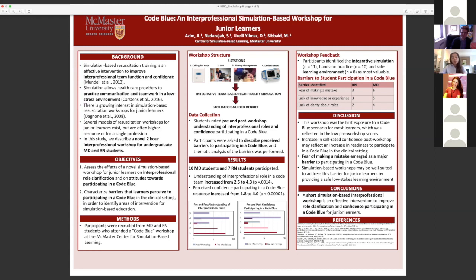So we recruited participants from medical and nursing students who attended a Code Blue workshop run at the McMaster Center for Simulation-Based Learning.